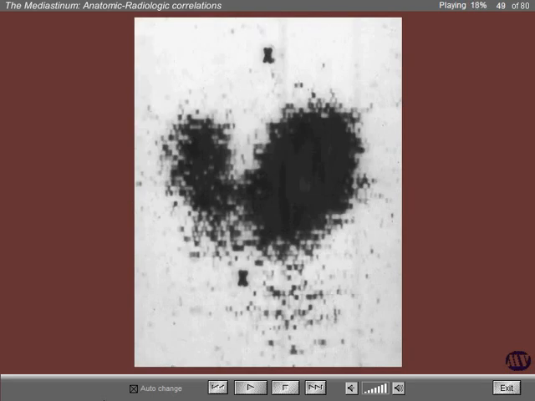This is a scintigraphic examination of the thyroid gland. Note intense uptake of a substernal thyroid goiter.